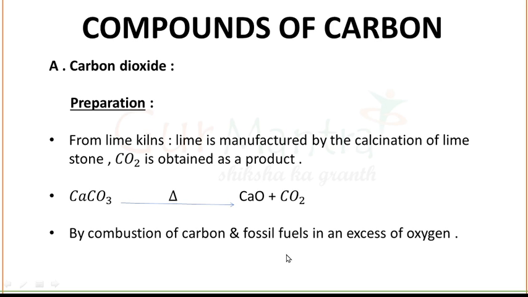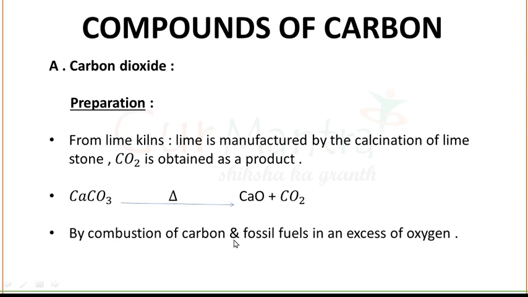Next are the compounds of carbon. Basically, we will study 2 compounds of carbon. Number 1 is carbon dioxide and number 2 is carbon monoxide. Talking about the preparation methods of carbon dioxide, there are 2 methods to form carbon dioxide. Number 1 is from lime kilns. Lime is manufactured by the calcination of limestone, and CO2 is obtained as a product. When you heat up calcium carbonate, you will get calcium oxide and CO2 gas. This is the formation of CO2 gas.